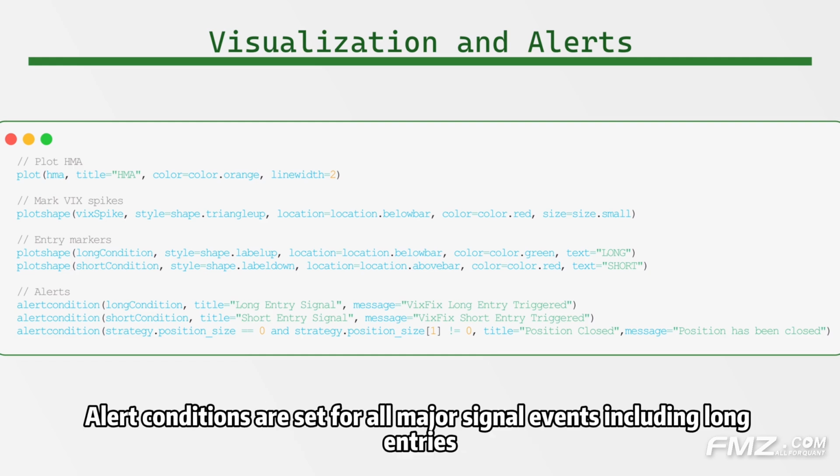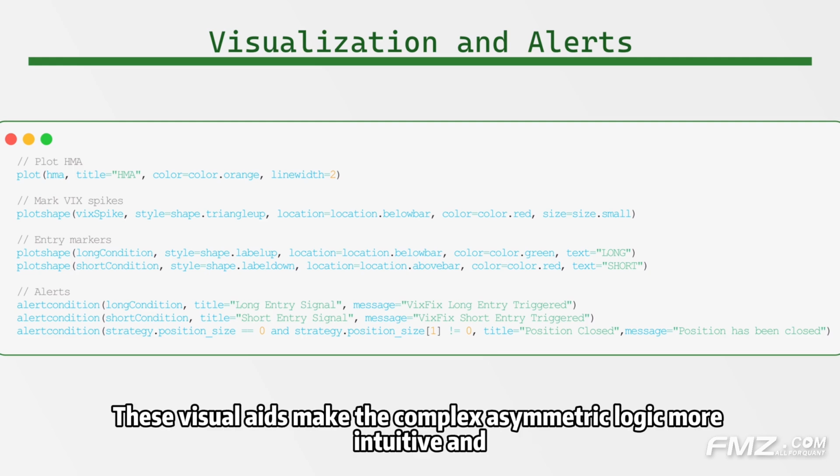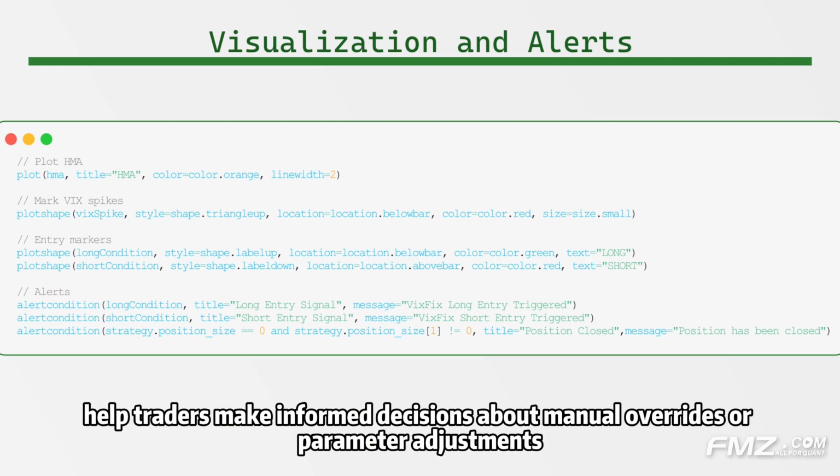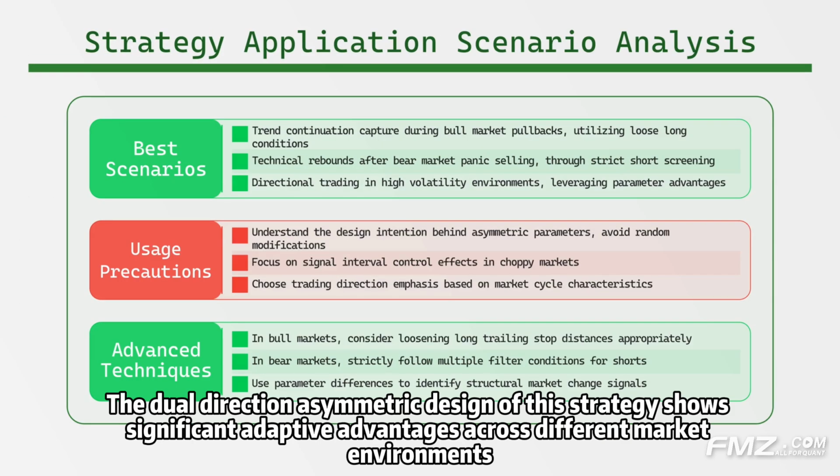Alert conditions are set for all major signal events including long entries, short entries, and various exit conditions. These visual aids make the complex asymmetric logic more intuitive and help traders make informed decisions about manual overrides or parameter adjustments. The dual-direction asymmetric design of this strategy shows significant adaptive advantages across different market environments.